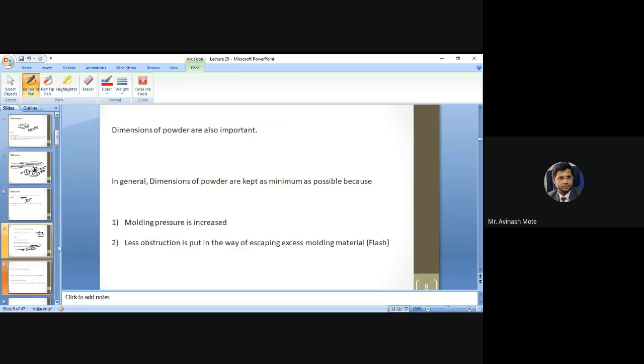Then the dimensions of the powder are also important, because I told you there are two types of grains. One is fine grain, another is coarse grain: coarse is large in size, fine is small in size. Obviously this is a common sense part, that if there is a fine powder, you can easily compress that.